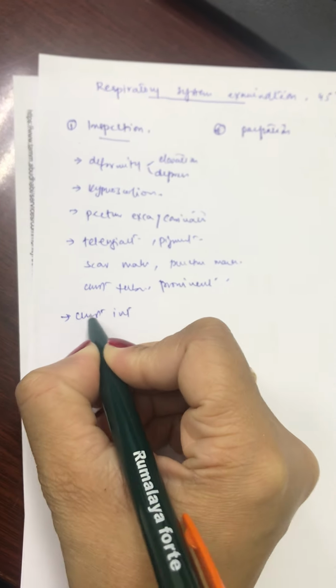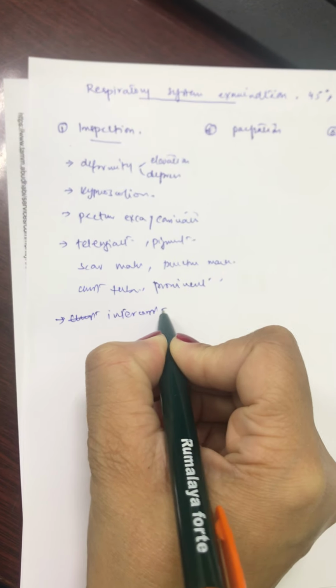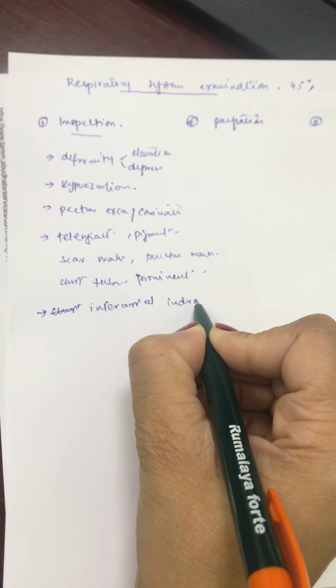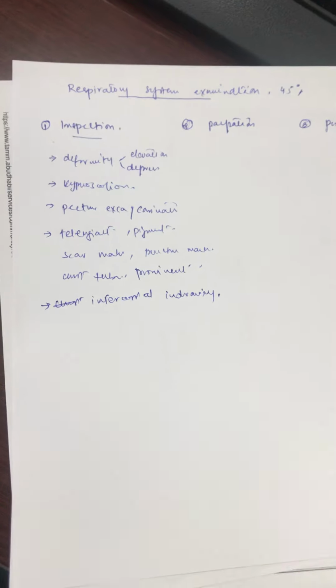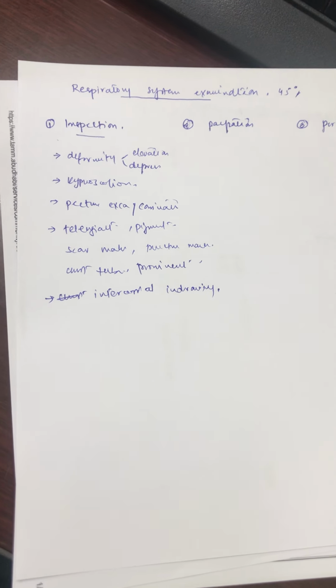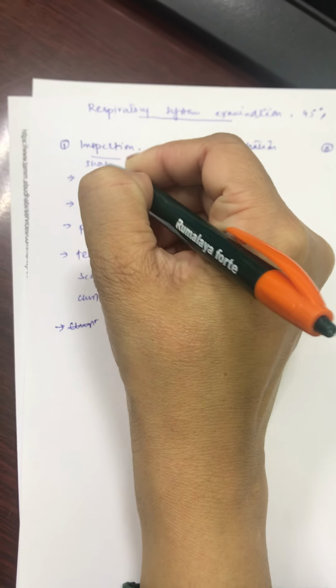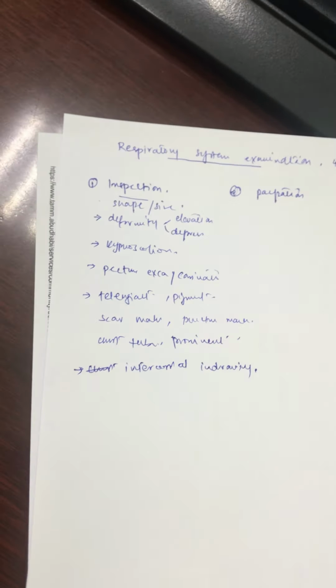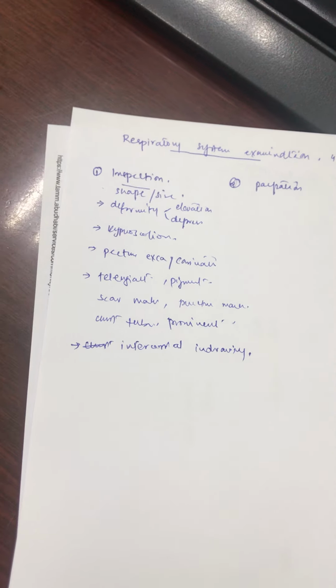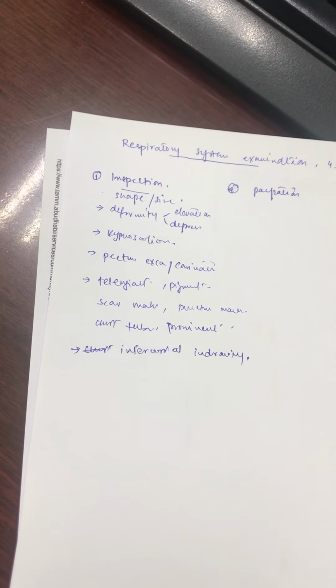intercostal indrawing of the chest, that will show that the patient is using excessive muscles of respiration. So you should be observing for that. Above all, during inspection you should look for the shape and size of the chest. For example, if the shape is barrel shaped, the patient might have underlying COPD. That might give you a clue about the diagnosis.